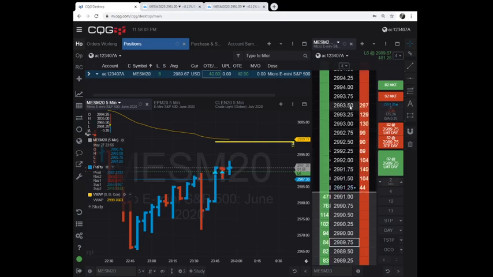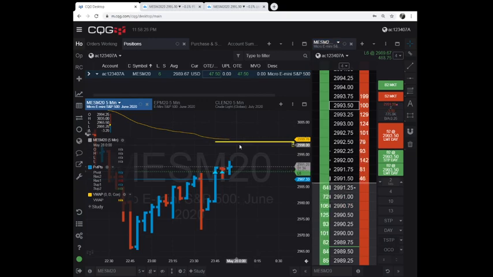There's a strong volume at 2993.50. So we pause again, and once the market is nearby the targeted yellow line here, then we resume.